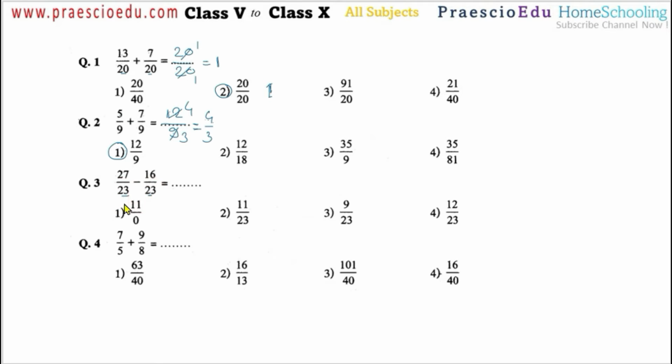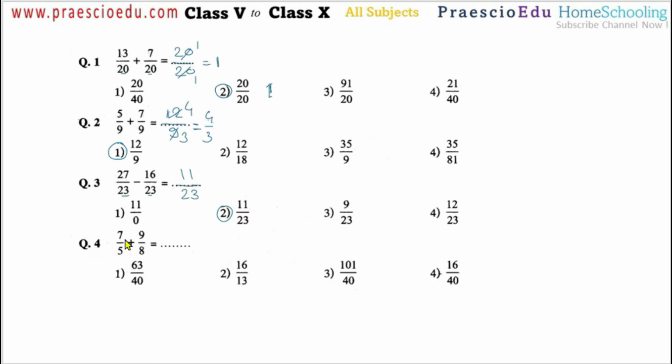Now question number 3, 27 upon 23 minus 16 upon 23. Here the denominator is the same, so we keep 23 the same, and 27 minus 16 is 11. So 11 by 23, which is option number 2.